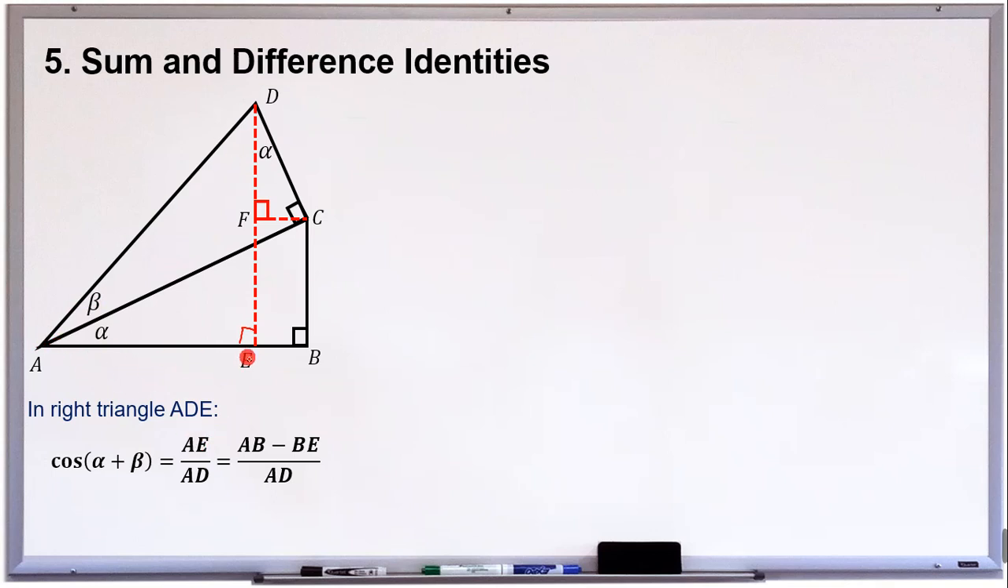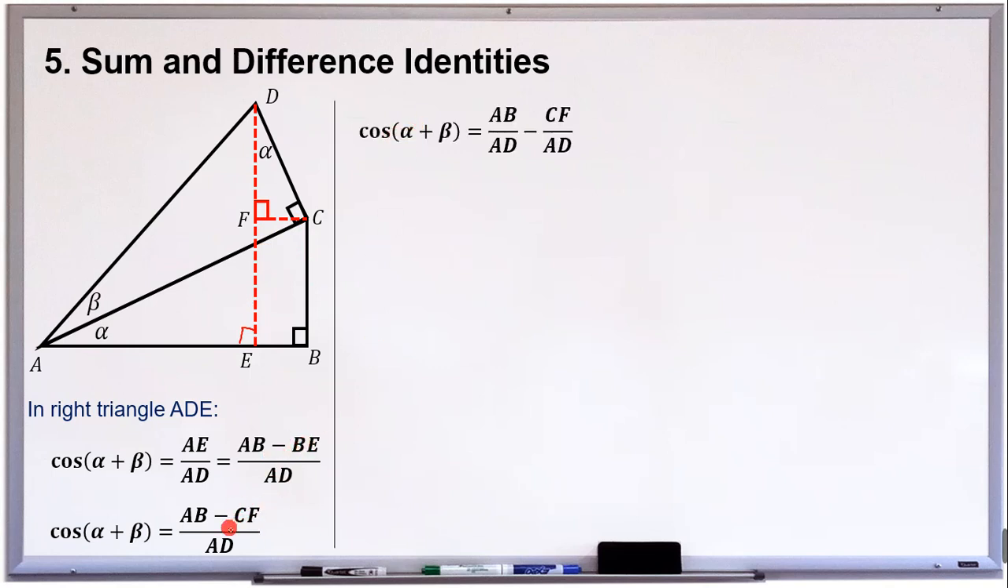Now, AE can be expressed as the difference of AB and this small length BE over AD. Then cosine alpha plus beta equals AB minus BE. Take note, BE is also equal to CF right here, because they are parallel to each other, and all the interior angles of this rectangle are 90 degrees. So we have BE is equal to CF. Next, we're going to split this fraction into two parts. These are AB over AD minus CF over AD.